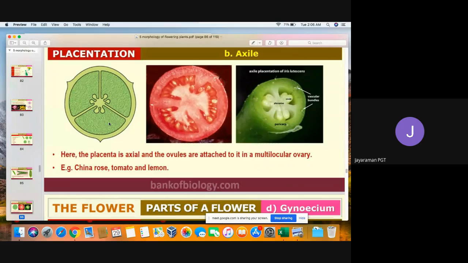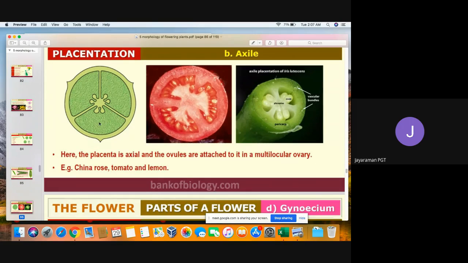These chambers of the ovary are called locules. Chambers of the ovary are called locules. That name you have to know. So generally this is found in the multilocular. If there is no locule, no septa, no compartment, it becomes free central. To be axile, the septum should be there. Axile means septum. If the septum is not there, it becomes free central. So axile placentation is generally found in the multicarpellary, multilocular ovary.